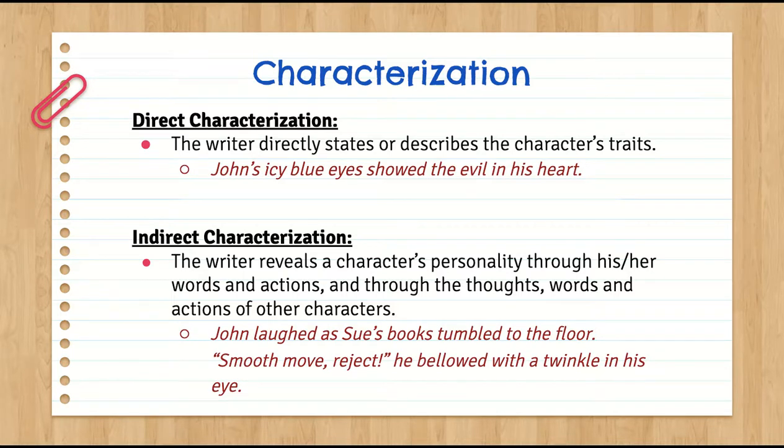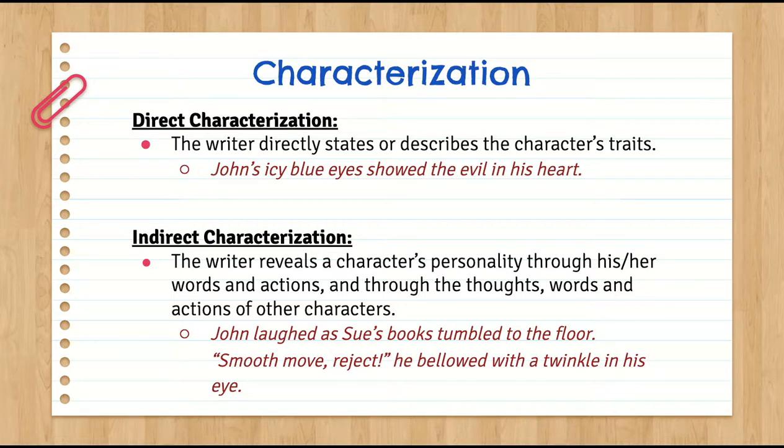So we know that he laughed as Sue's books were falling to the floor. So first of all, we know that he maybe isn't very nice if he's laughing at somebody who might be getting hurt. And then we know that through his words, what he's saying, "Smooth move, reject." Again, not a very nice thing to say to somebody. Then he bellowed with a twinkle in his eye, so kind of like laughed in a way. As he had a twinkle, it might seem a little bit sarcastic. So again, that's showing that maybe he's not very nice, or maybe he is a little bit evil.